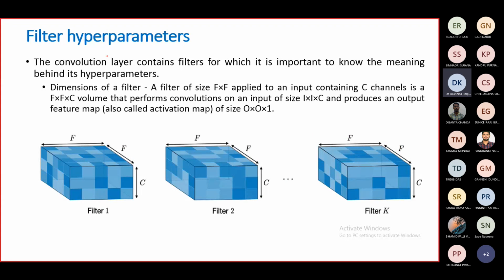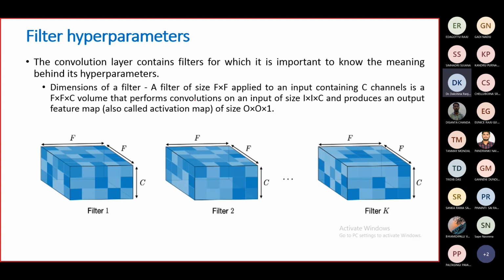Now, what are the different hyperparameters we can obtain in the convolutional neural network? The convolutional layers in the convolutional neural network will contain the filters, for which it is important to know the meaning behind hyperparameters. So what will be the dimension of the filter?